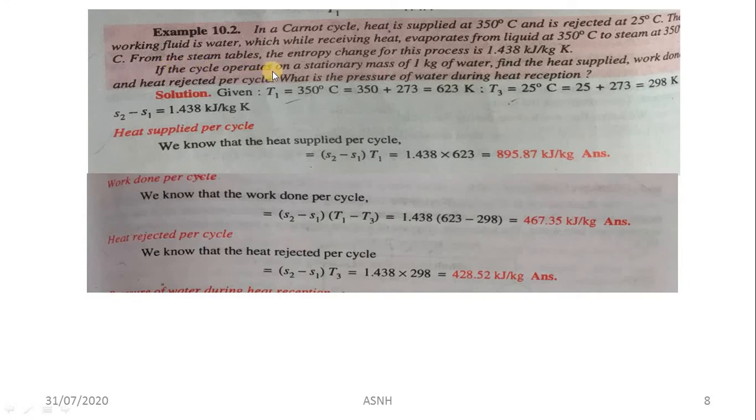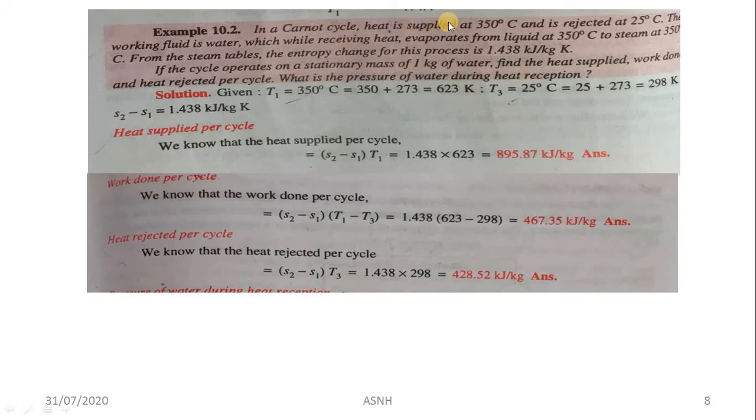If the cycle operates on a stationary mass of 1 kg of water, find heat supplied, work done, heat rejection, and what is the pressure of the water during heat rejection. These are all the parameters we have to calculate. So the problem is very simple.